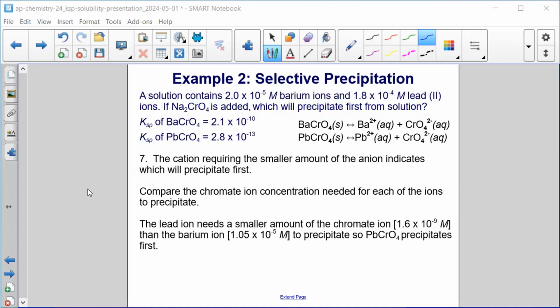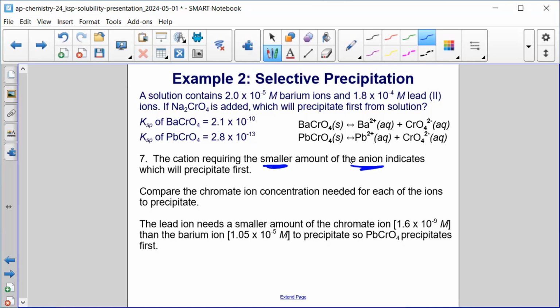All right, so let's finally answer the question here. So in step 7, the cation that requires the smaller amount of the anion indicates which one will precipitate first, right? We're told if we add X amount of barium and X amount of lead, which precipitate will we see first, the barium chromate or the lead chromate?